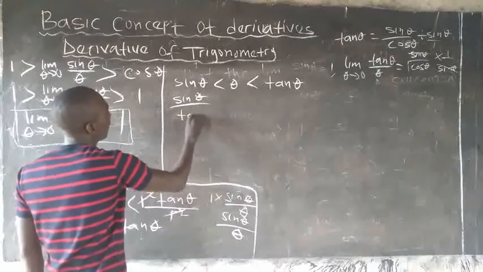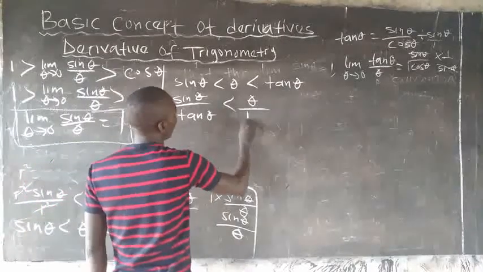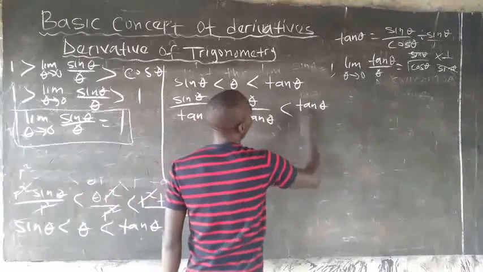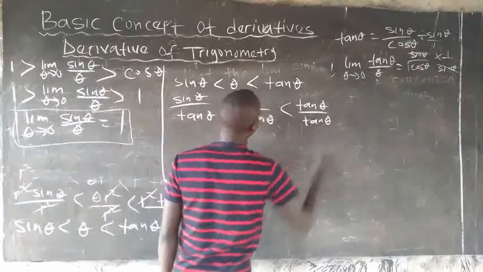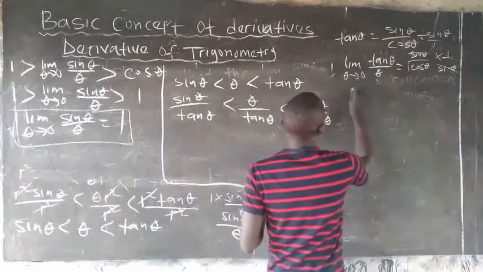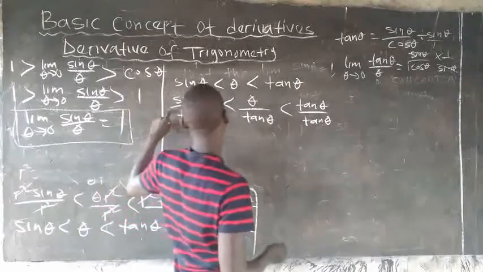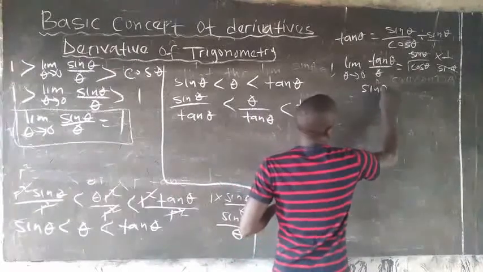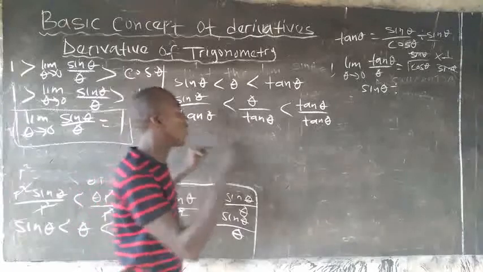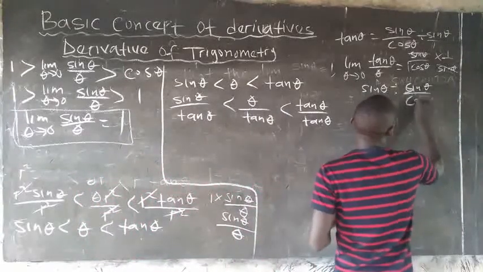less than theta over tan theta less than tan theta over tan theta. Don't forget that sin theta over tan theta, and your tan theta is nothing but sin theta divided by cos theta. It means sin theta divided by tan theta is nothing but sin theta over cos theta.